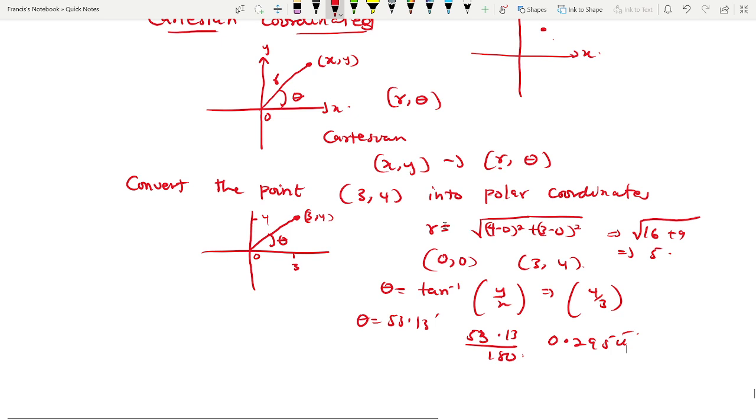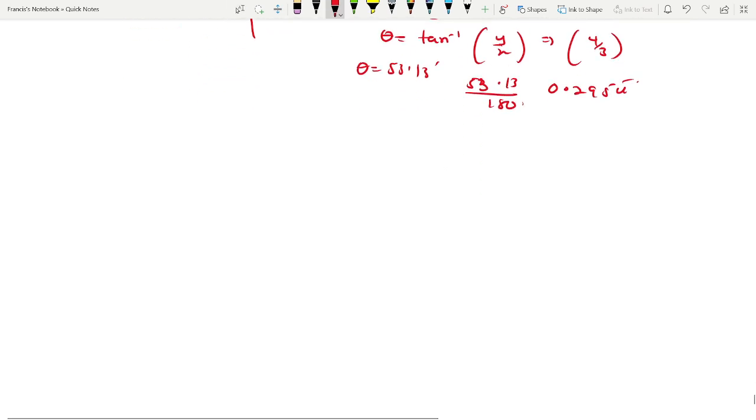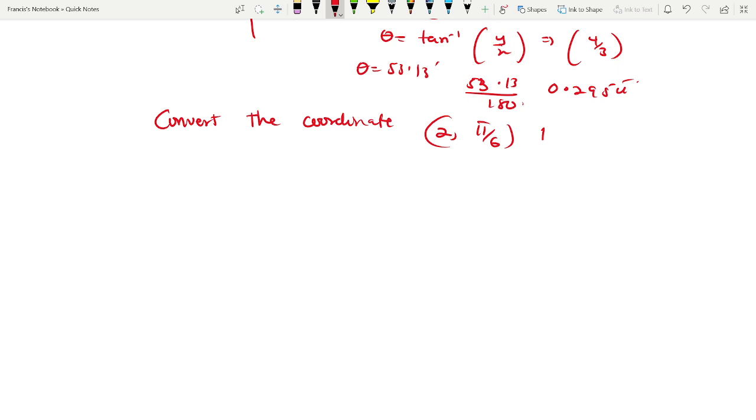So let's do the other way around. Now I'm going to give you this: convert the coordinates (2, pi/6) to Cartesian coordinates. Now we are going to convert this coordinate, which is obviously a polar coordinate, to a Cartesian coordinate. So how do you do that?